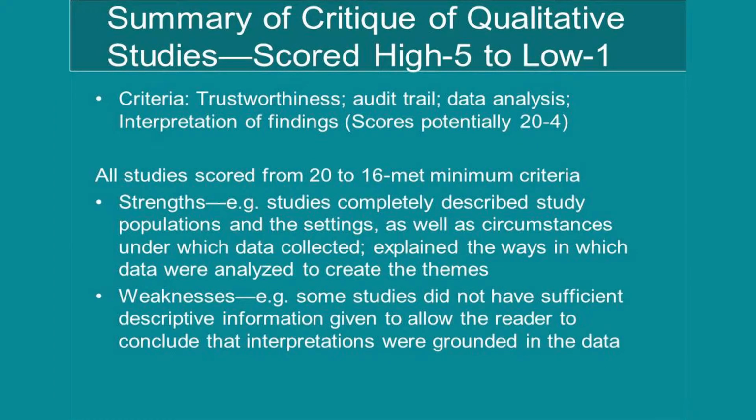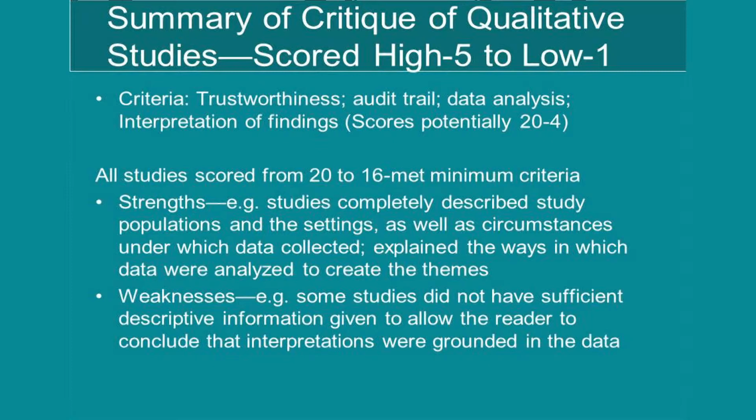Now, looking at the critique of these studies, I'll simply provide a summary of the critique. And again, these were scored from a high of 5 to a low of 1. And there were 2 types of critique. One that addressed specifically the criteria, and then also a place where the reviewer could write the strengths and weaknesses. So the criteria we were looking at in qualitative research were trustworthiness, audit trail, data analysis, and interpretation of findings. With 4 criteria scored 5 points each, the potential scores would be from 20 to 4.